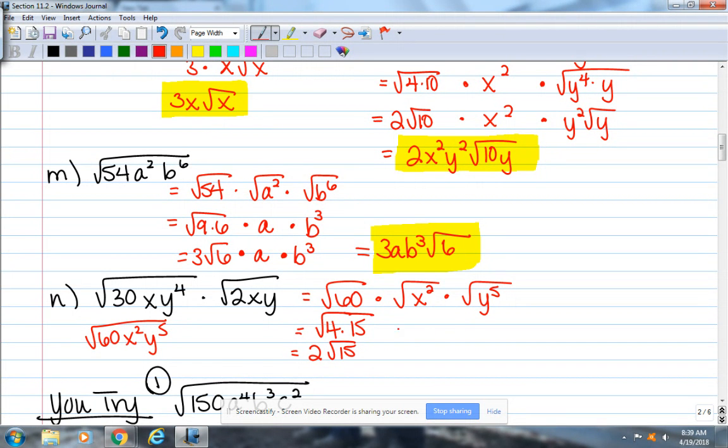What's the square root of x squared? Drag it down. And what do we have to do with y to the 5th? Radical y to the 4th times y. And what's the square root of y to the 4th? So it's y squared radical y. Everybody good there? All right, what all goes on the outside? 2xy squared radical what? 15y.